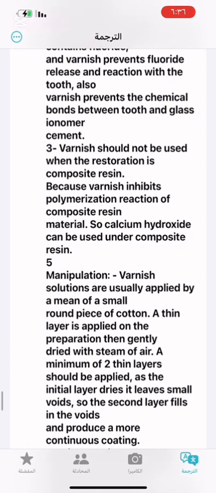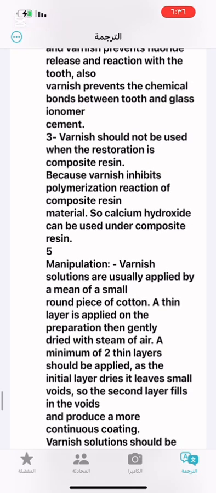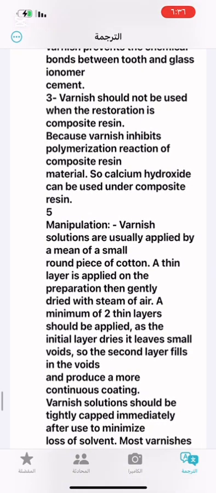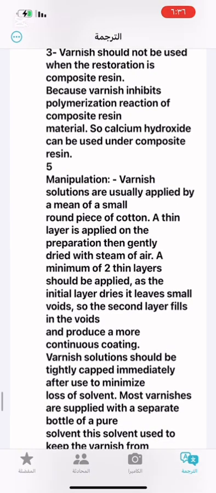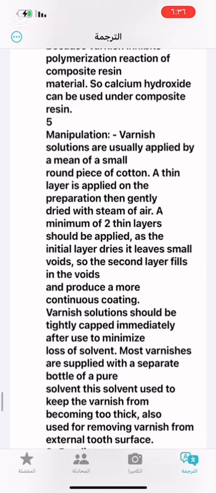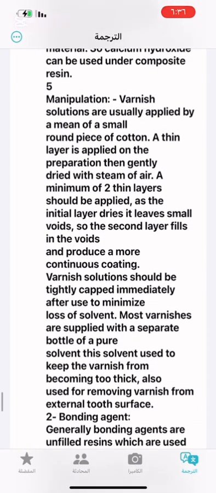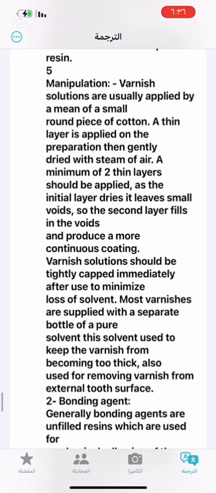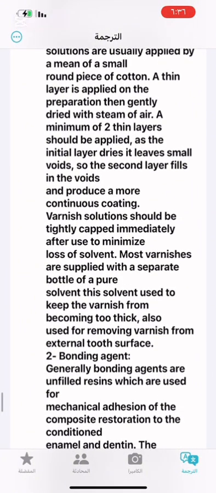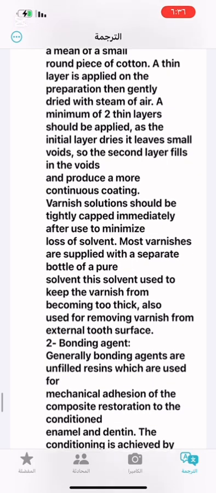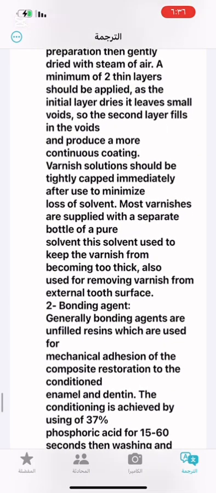3. Varnish should not be used when the restoration is composite resin, because varnish inhibits the polymerization reaction of composite resin material, so calcium hydroxide can be used under composite resin. 5. Manipulation. Varnish solutions are usually applied by means of a small, round piece of cotton. A thin layer is applied on the preparation, then gently dried with a stream of air.